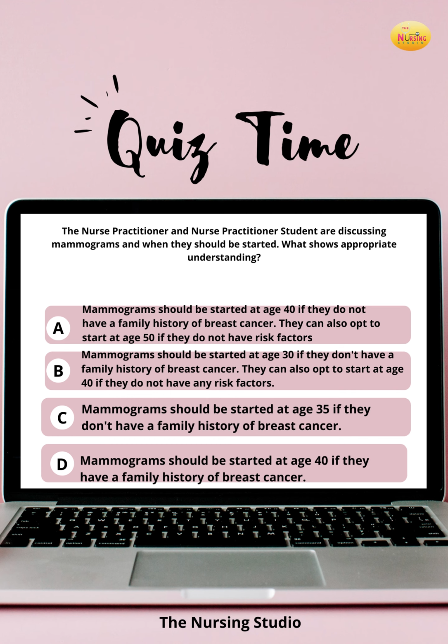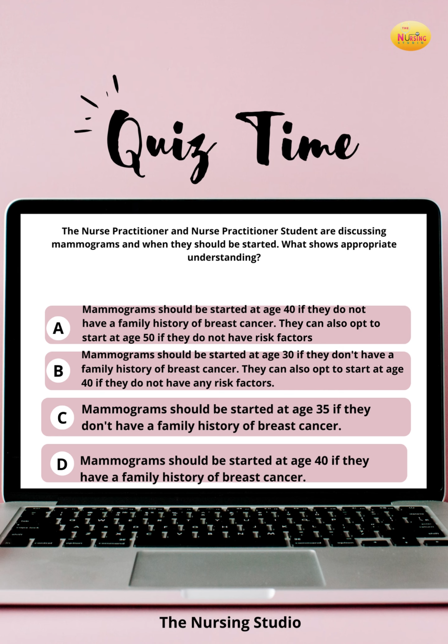But you do start mammograms at the age of 40. Let's go through real quick. So B says mammograms should be started at age 30. You can already eliminate that because we start mammograms at the age of 40 if they do not have a family history of breast cancer, right? And they can opt to start their mammograms at the age of 50 if they don't have any risk factors for breast cancer, they don't have any family history of breast cancer, but you want to make sure that you educate them on their risks and benefits from waiting an additional 10 years, okay?